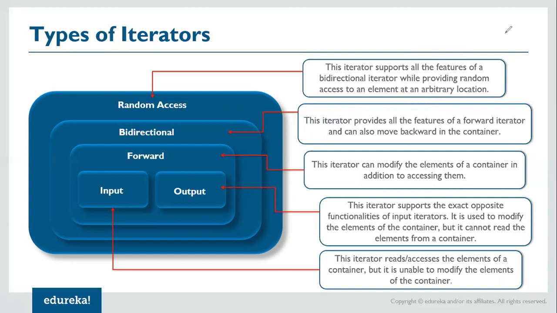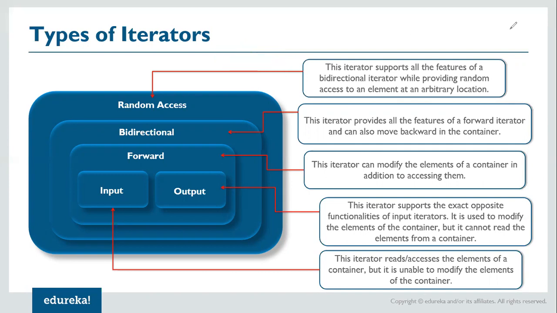Then we have also random access iterator. This iterator supports all the features of bidirectional while providing random access to an element at an arbitrary location. So if this was a list again, let's say having A, B, C element, and let's say there is one more element D, then with random access you can directly go to any element, let's say C directly, without having to go to A, B and then C. So you can randomly access any element within the container with the help of a random access iterator.